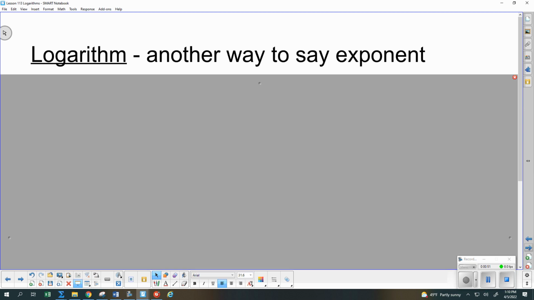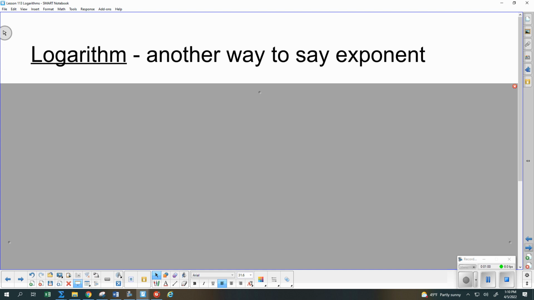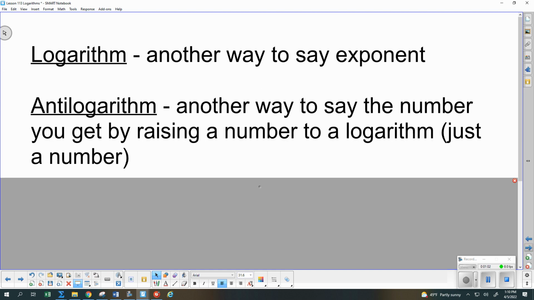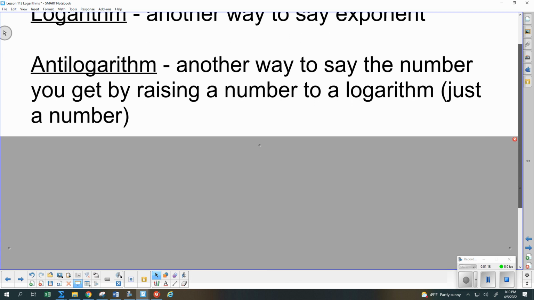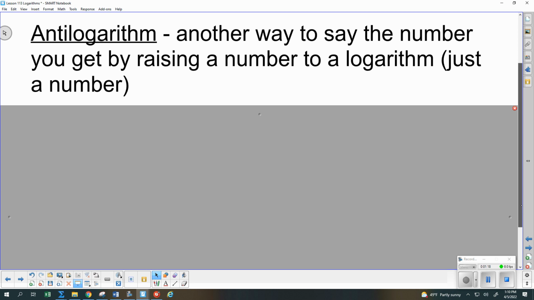So logarithm means exponent, but instead of writing it with an exponent, we can type it out without that. Antilog is the answer that we would get if we take something and raise it to an exponent, equals, and then that answer would be antilog.